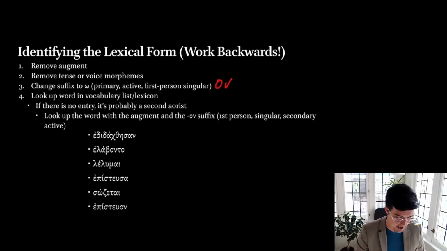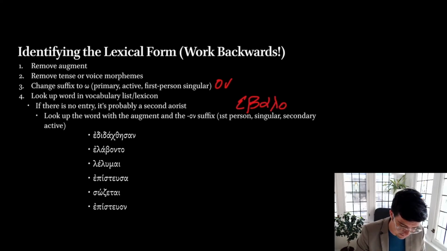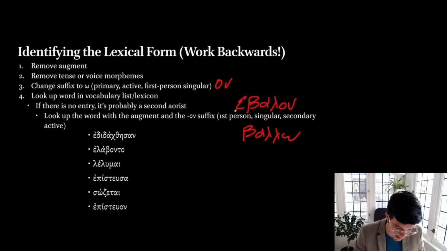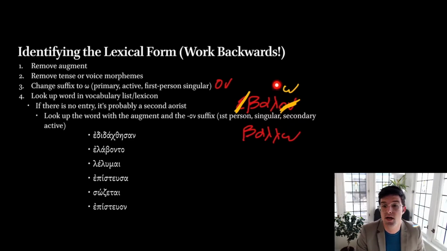So for example, if you were to look up the word abalon in Black's vocabulary list, he would say this is the second aorist of balo with 2 lambdas. And if you were to go through these steps, if you were to remove the augment, remove the epsilon, if you were to change this ending to an omega, and you were to look up balo with a single lambda, you would not find this form in the vocabulary list. And that's why then you go back and actually look up this form in the vocabulary list.